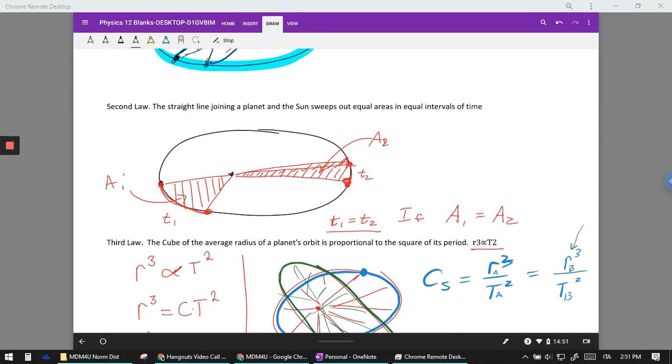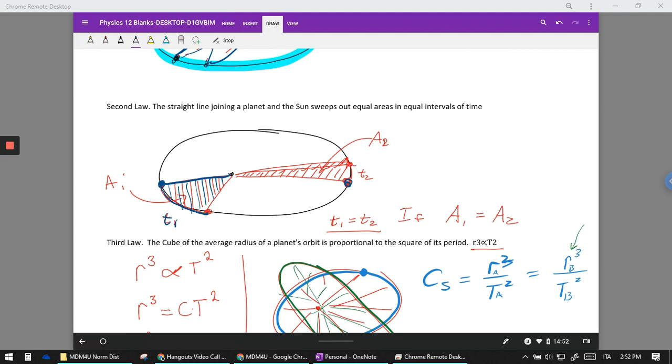Anyway, that's just a quick discussion of the shape of the ellipse. Kepler's second law says that a straight line joining a planet and the sun, so that would be this line here, sweeps out equal areas in equal intervals of time. So here's a planet. As it moves around like this, some time passes. We'll call that time 1, and that sweeps out a certain area here.